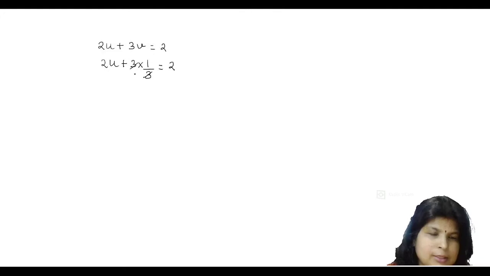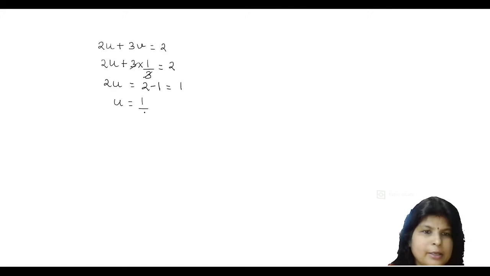So 3 get cancelled out and you will get 2u is equal to 2 minus 1, that is 1. So what is the value of u then? u is equal to 1 divided by 2.